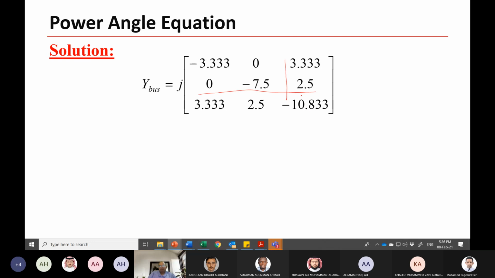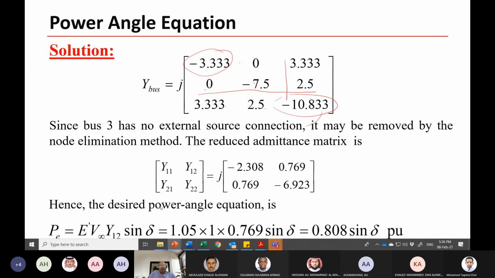Of course you can do Kron reduction. This is a pivot element, and then you can modify these elements. This is the old one minus this times this over this value, this times this over this one, which would be 3.3 times 2.5 over minus 10 point something. By Kron reduction, you can easily eliminate bus number 3, and we end up with the Y bus matrix equal to this.